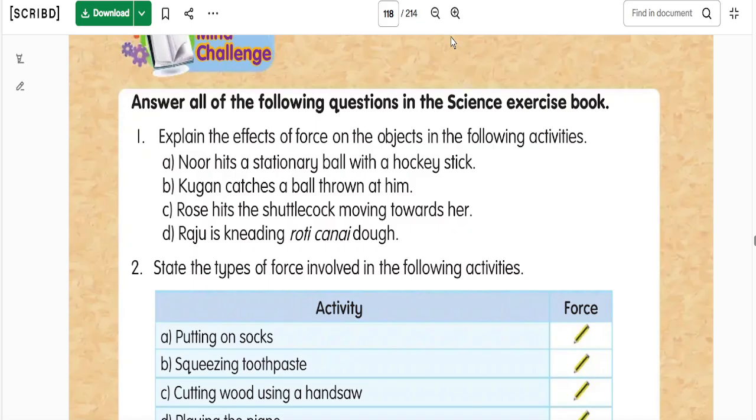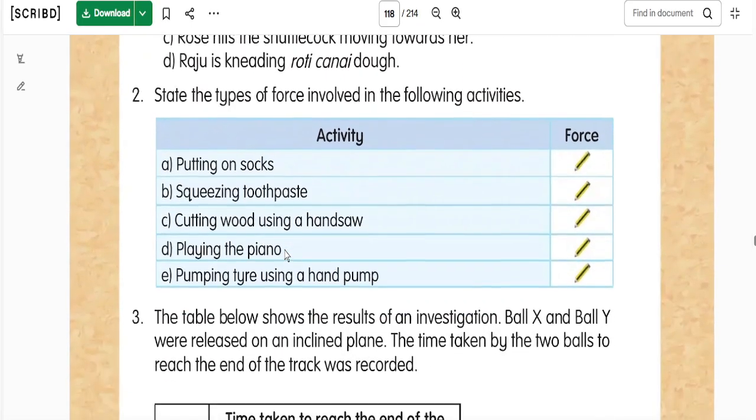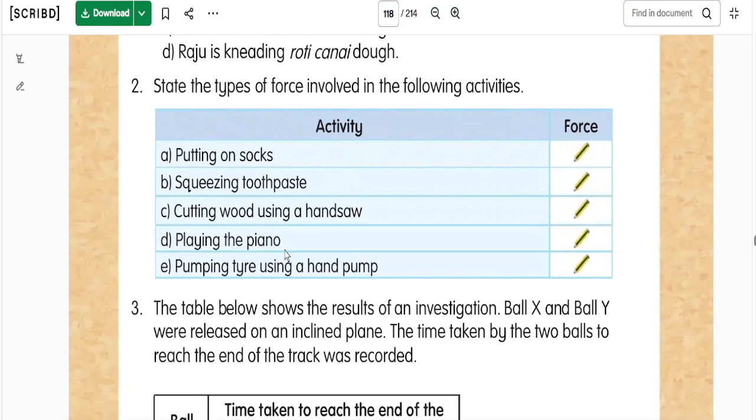Next. In the last one, they are basically kneading dough. When we make roti, we make dough, right? Using flour. So what type of effect does that show? We change the shape, right? Force can change the shape of an object, right? Okay, try number two.